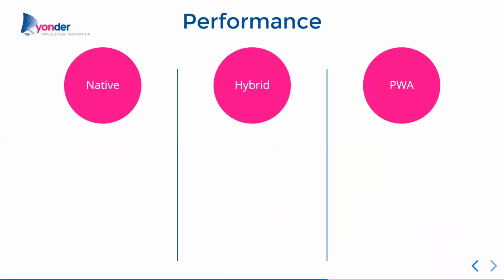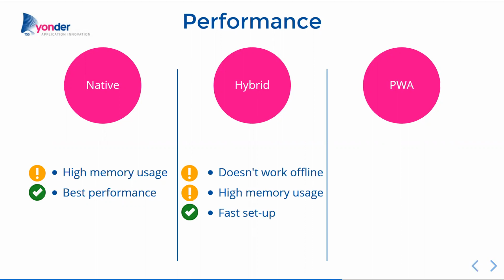Let's check the performance of these three. So practically, natives are going to have your best performance because they work directly with the device features. It's native code, right? But they do have a high memory usage because it's an entire app that you need to install. Hybrids, they don't work offline, at least not by themselves. You need to add some more technology to it. By the way, when I say performance, I also mean functional performance, so we're going to talk in broader terms of performance. It doesn't work offline unless you add some more technology to it.